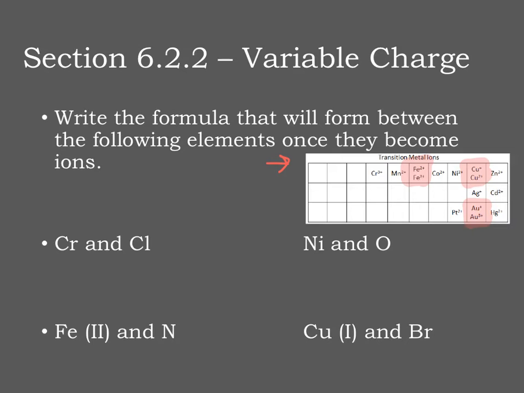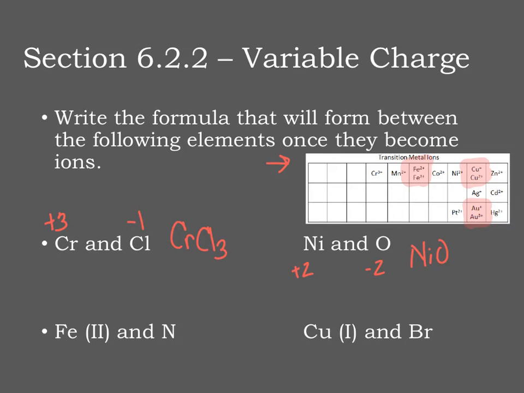So if we look at chromium, the only option is +3. Chlorine ions, we're back to looking at group number. It's group 7, which is a -1 charge. So again, same goal. We want neutral overall. So if I have one chromium, I'm going to need 3 of the chlorine ions. Nickel, only option is +2. Oxygen is in group 6, so it's -2. So +2, -2, I need just one of each. So NiO.